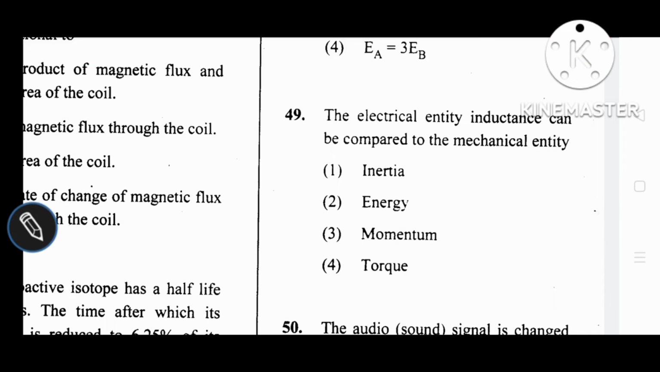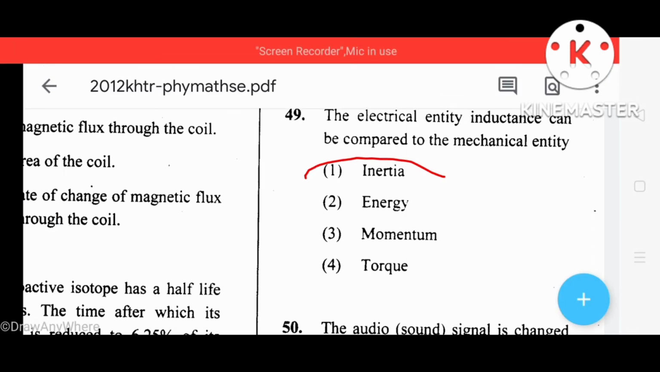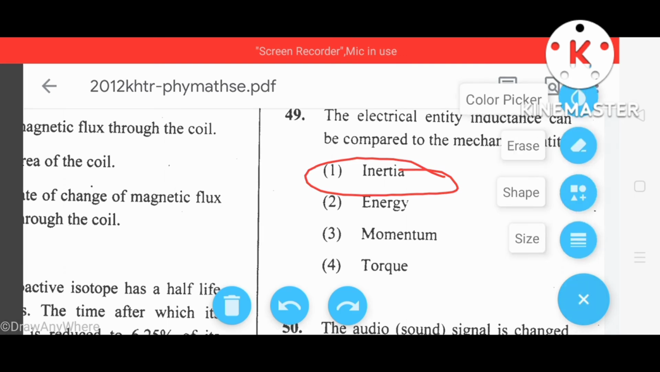The electrical entity inductance can be compared to the mechanical entity. It is nothing but the inertia. We can compare the electrical entity inductance to the mechanical entity inertia here. So option number 1 will be the right answer for this one.